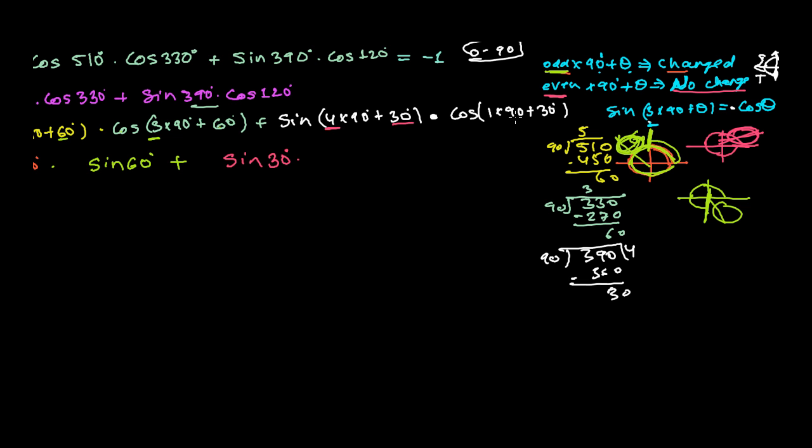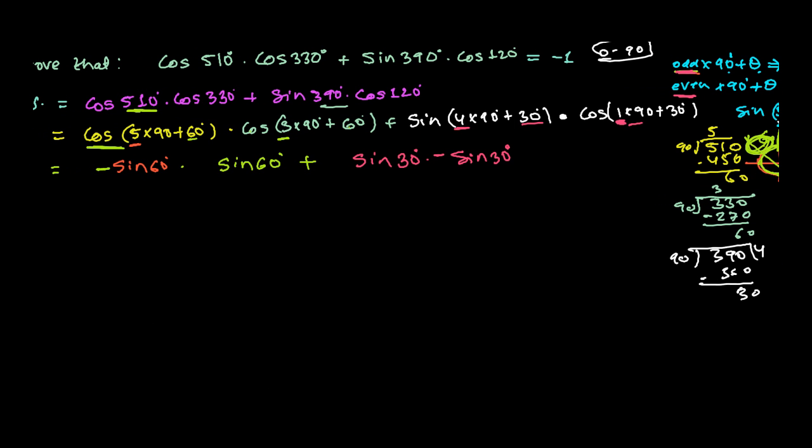And now cos 90 plus 30, so 1 here is an odd number, right? So in an odd number we always have a change, so it will now be sine 30 degree. But the thing is whether it is positive or negative. And now first 90 we have, and 190. So 190 and then 30 means we are in the second quadrant, and in the second quadrant cosine is always negative, so it is negative sine 30.